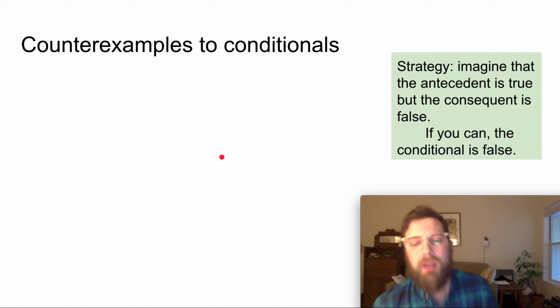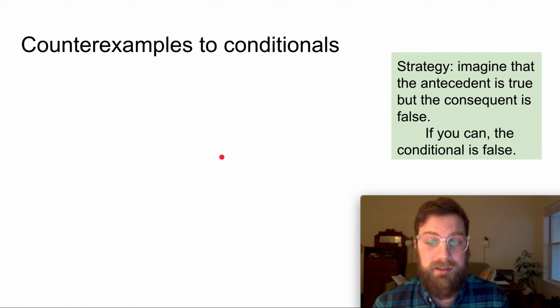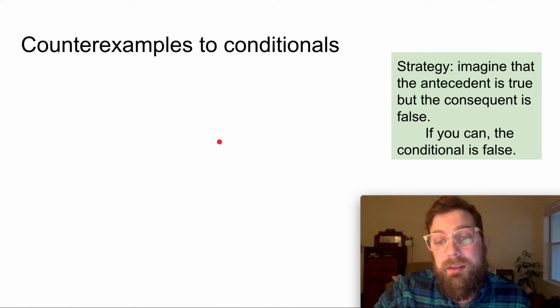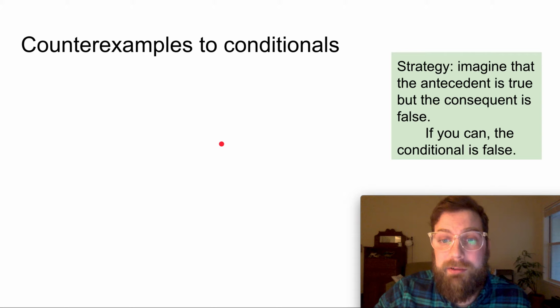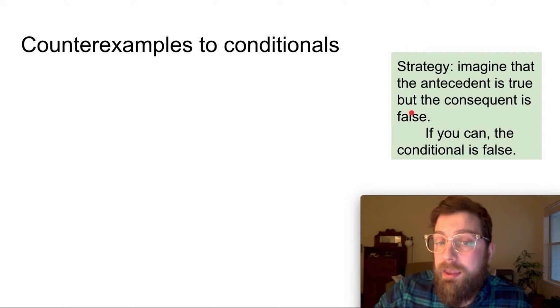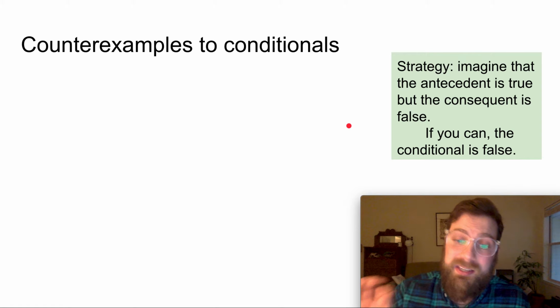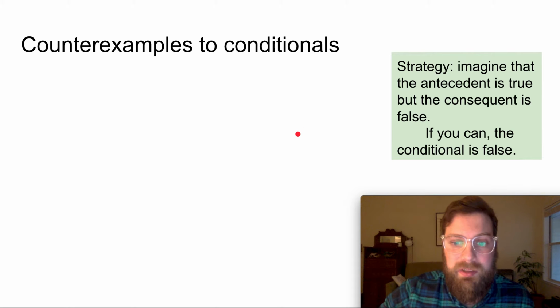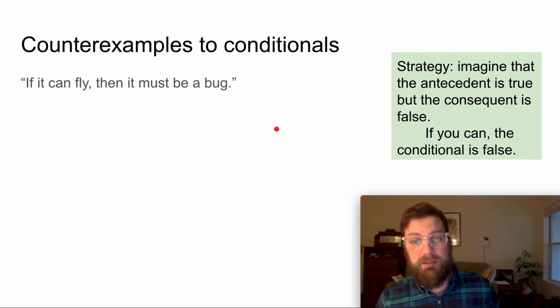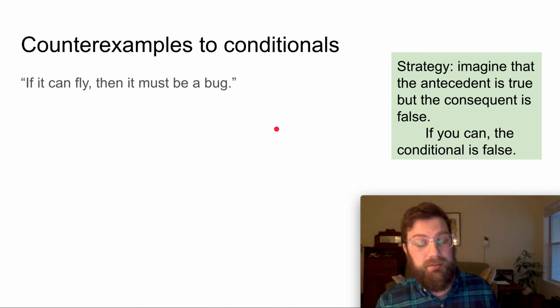Now, a trick that you can use for conditionals, you just saw me using it, is to come up with what a philosopher calls a counterexample. Imagine that the antecedent is true, but the consequent is false. If you can do that, then the conditional is false. And if you can be specific about what you've imagined, then you've demonstrated the falsity of that conditional. This is that skill that philosophers use called giving counterexamples, right?